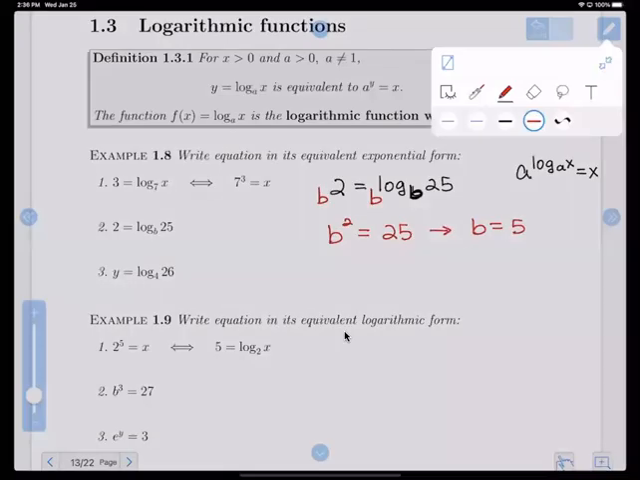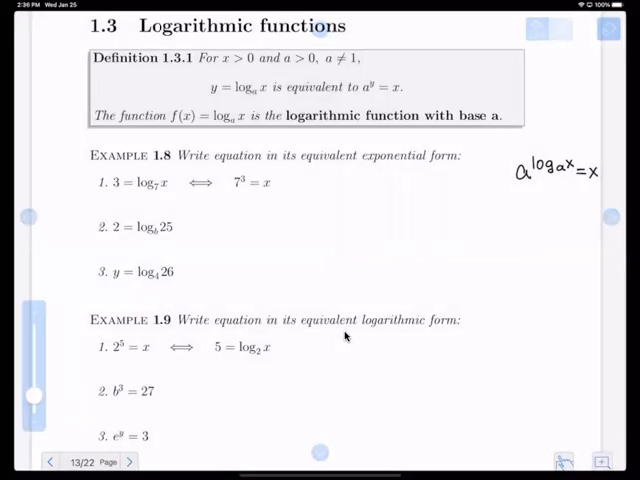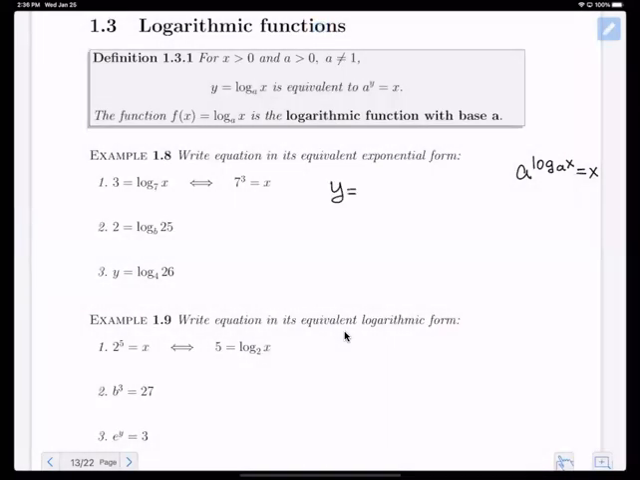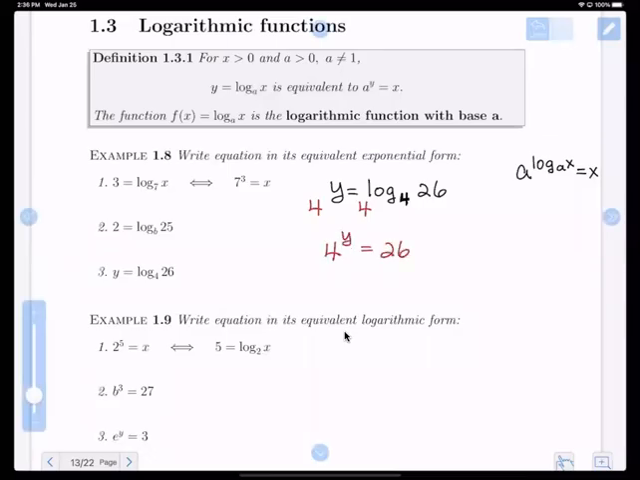All right, let's look at another one. Number 3, y equals log base 4 of 26. The important part is this base 4. What do we do with this? Raise 4 to the power of both sides. 4 to the y is equal to 26. 4 to the power is 26. Some number out there. Do we understand these three concepts?